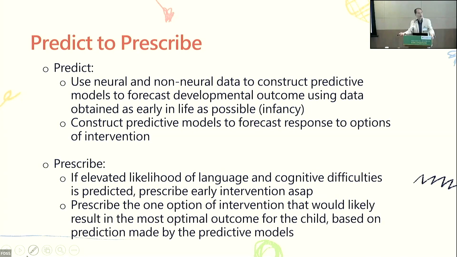So if the child has an elevated likelihood of language and cognitive difficulties, then we want to prescribe early intervention as soon as possible. We don't want to wait for a formal diagnosis. Okay, we want to act right away, and then we can talk about what those intervention options might be later on in my talk. And we want to be able to prescribe the option of intervention that would most likely result in the most optimal outcome for that child. Not for another child, but for this particular child. So individual child level prediction is what we're trying to aim at.